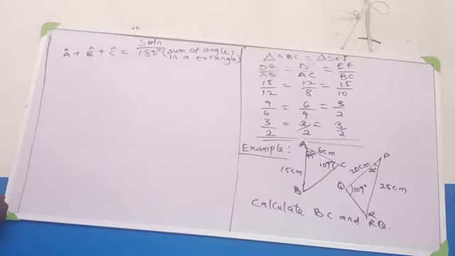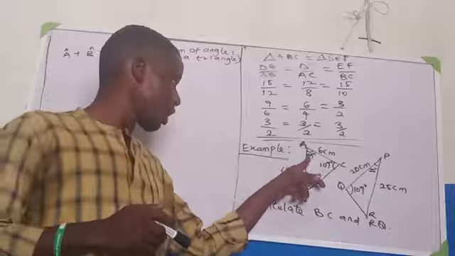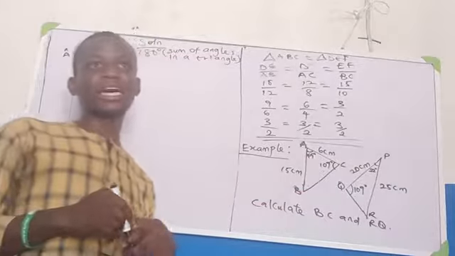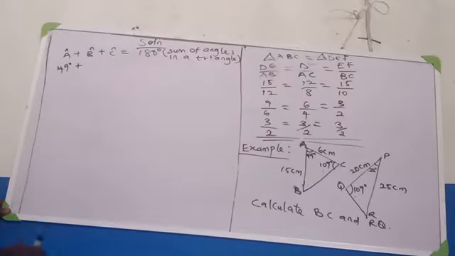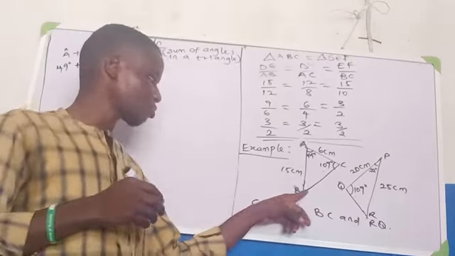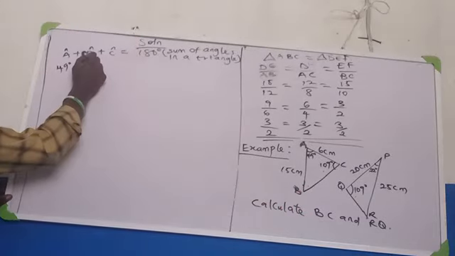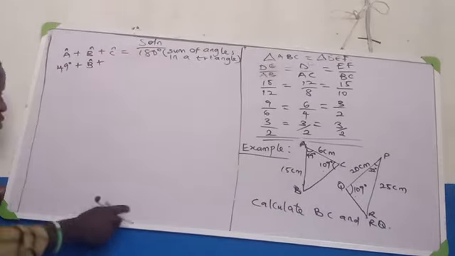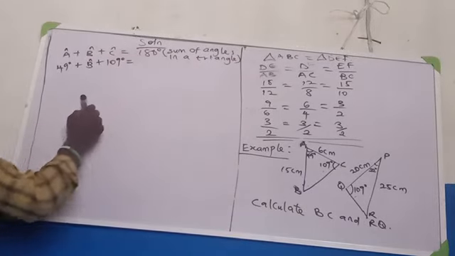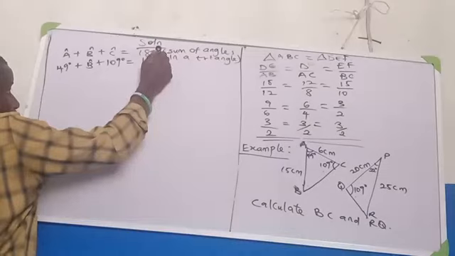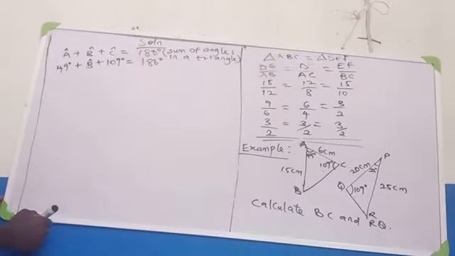So angle A, from this triangle, was given as what? 49 degrees. So I have 49 degrees plus angle B, which we don't know, right? Angle B plus angle C was given as 109 degrees. So everything should be equal to what? 180. Are we together now?